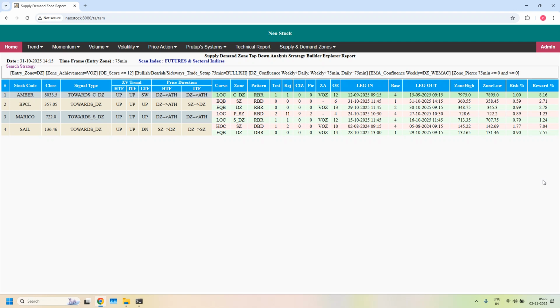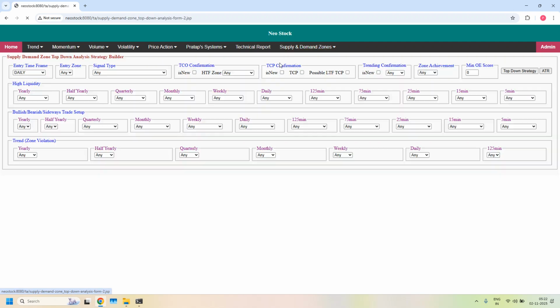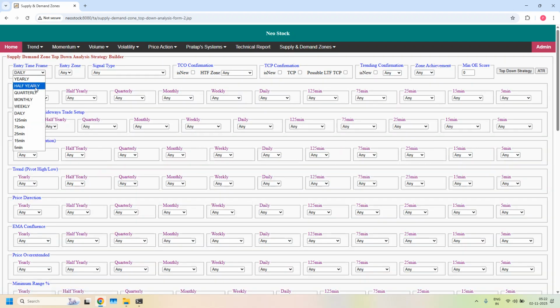So this is a bullish trade setup for weekly income trade. Okay, next, the bearish trade setup for weekly income trade. Entry time frame zones are 75 minutes supply zones.